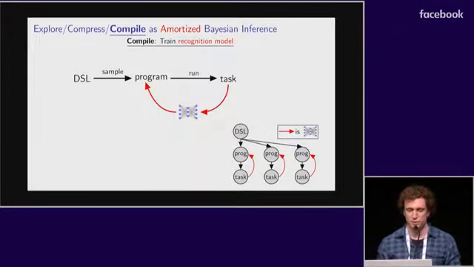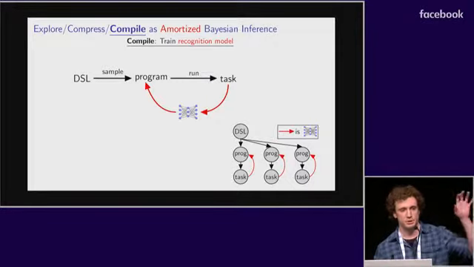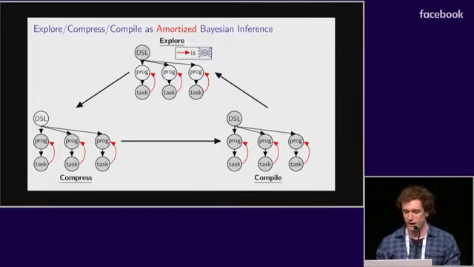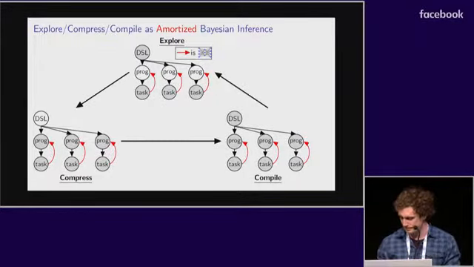During the compile phase, we train a neural network to help search for programs. And the way that works is we sample programs from our DSL, run them to see what they do, and then tell the neural network, when you see this task that you just sampled, predict the program that you also sampled. And the advantage of this is that you can draw as many samples as you want, training on a very large corpus of problems. And then we just repeat these 3 steps, explore, compress, compile, in a cycle.